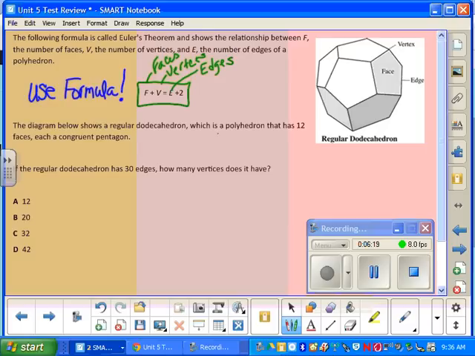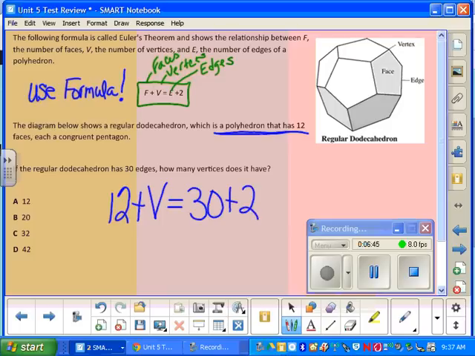It says, if the regular dodecahedron has 30 edges, how many vertices does it have? We are simply going to plug in what they're giving us into that formula that you see. So you're going to say 12 plus V equals 30 plus 2. We're just plugging in what they gave us.